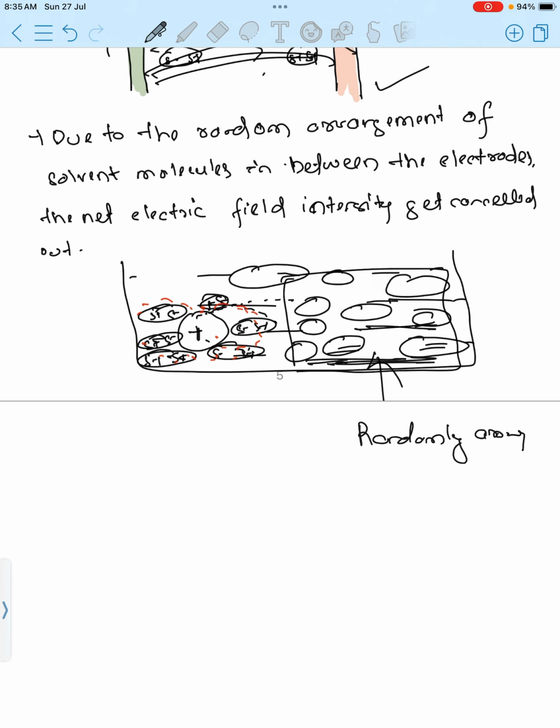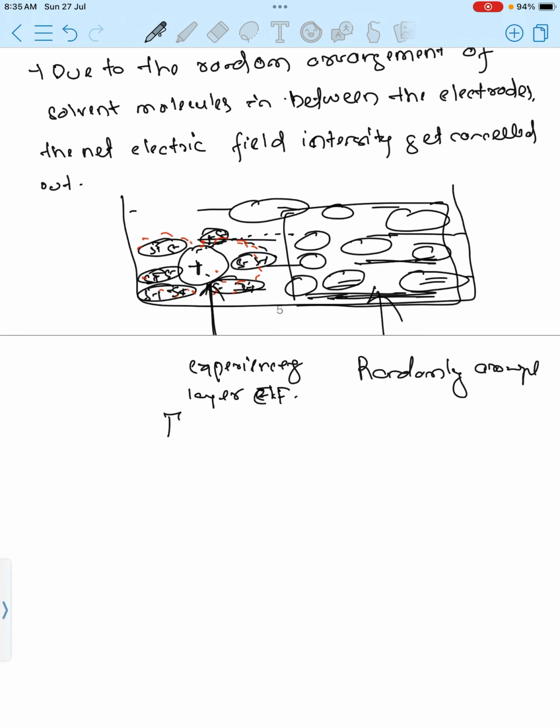But the solvent molecules which are present near to the ion are experiencing a larger electric field. Therefore, here the dielectric constant of the solvent medium would be lesser. But where the solvent molecules are randomly arranged and experiencing very little electric field, here the dielectric constant value will be larger.